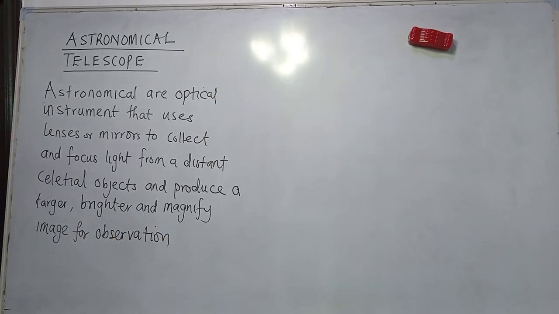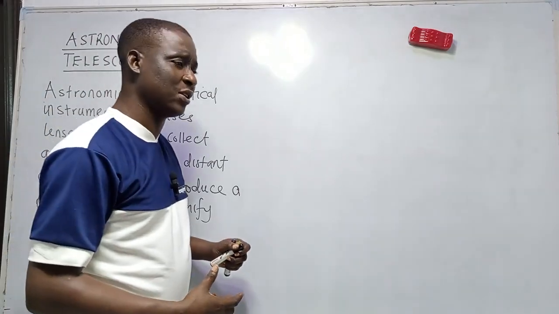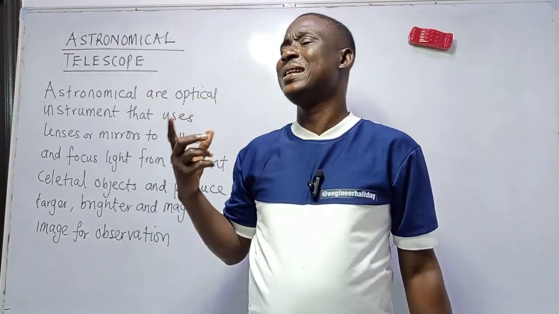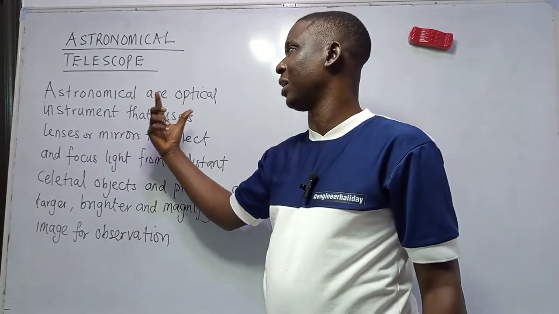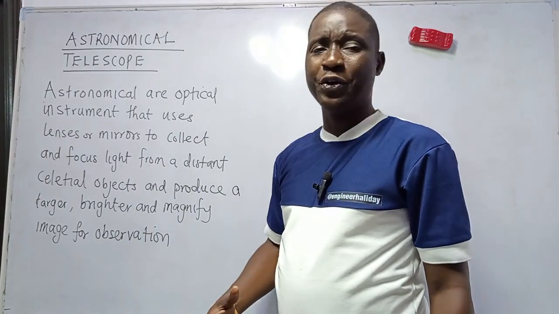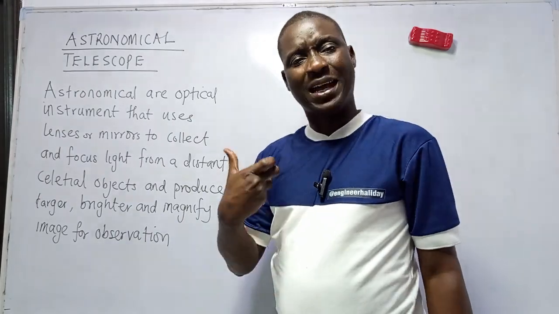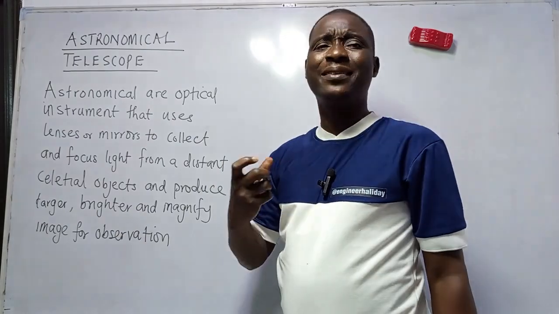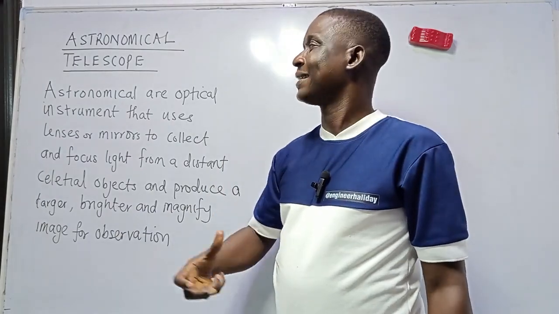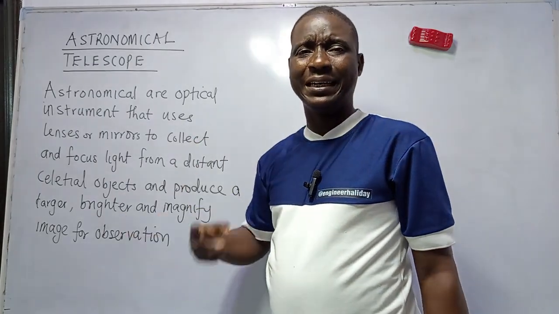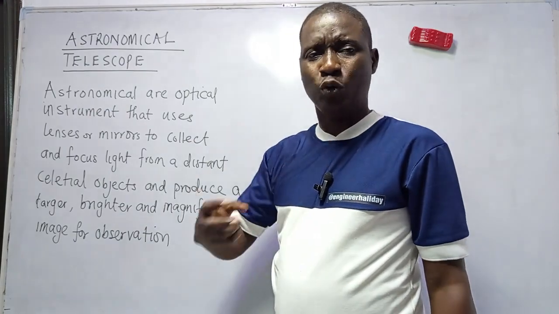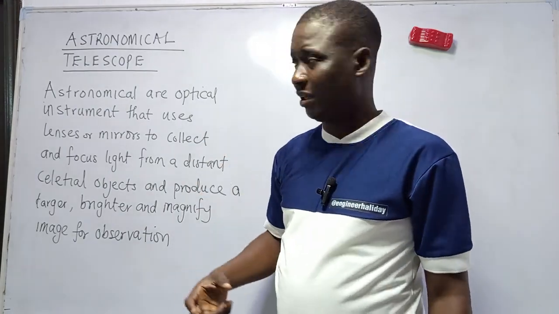So that is to say, an astronomical telescope is an optical instrument that uses lenses or mirrors. When I say lenses or mirrors, I know many of you are confused about how an astronomical telescope can use a mirror. We have what they call a reflecting telescope. A reflecting telescope is a type of astronomical telescope, which I'll be looking at in the next class, or in the next series of this class.